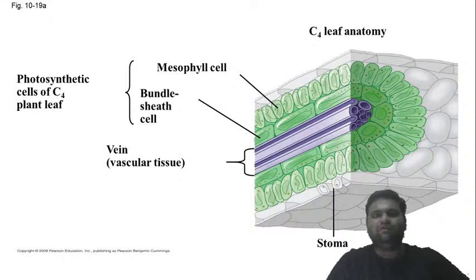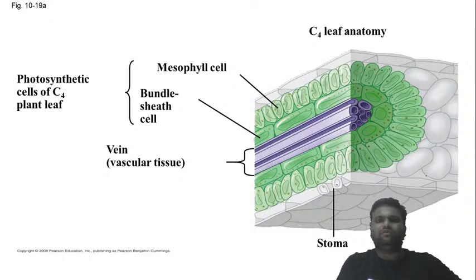This one is a C4 leaf anatomy once again. This one is a mesophyll cell. This one is the mesophyll cells.